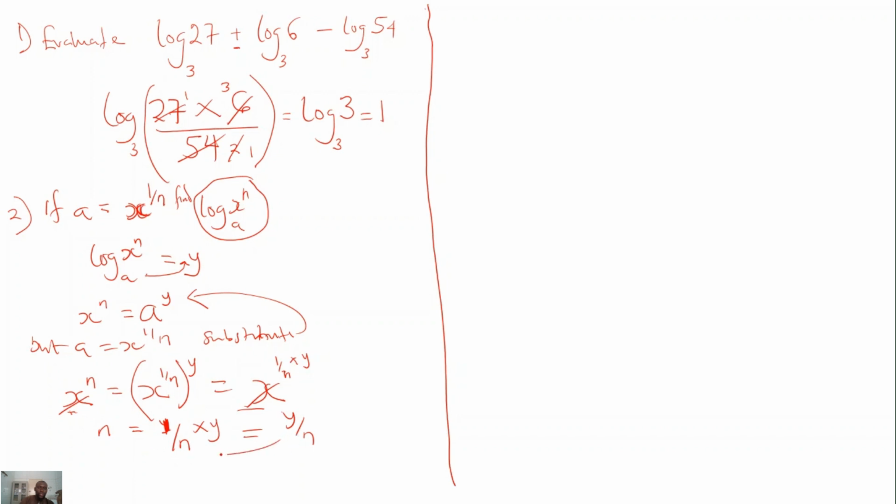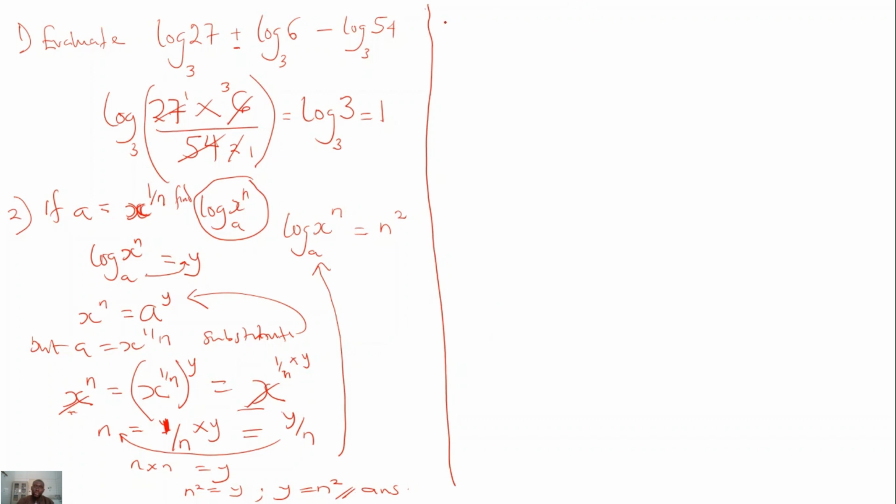So if this comes to this side, it will become n times n is equal to y, right? Therefore, n squared is equal to y, which means y is equal to n squared. So this is your final answer. Since we represented our equation with y, what this simply means is that log x raised to power n base a is equal to n squared.